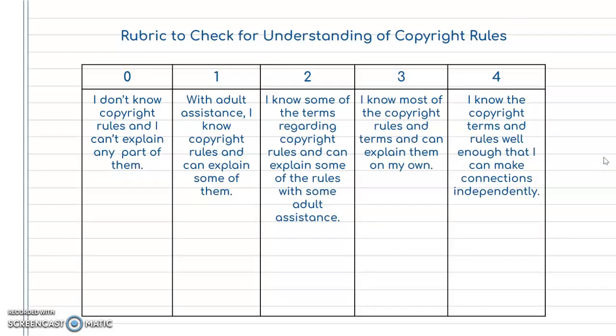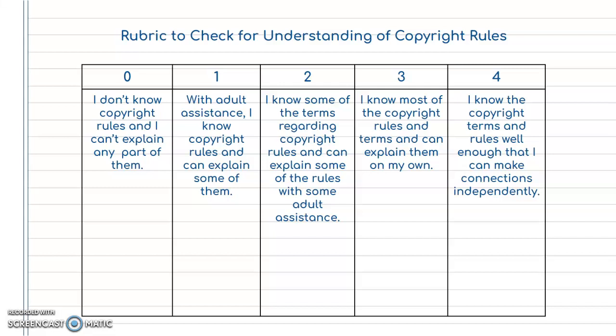Here's the rubric that Ms. Stewart and I will be using whenever you are going through your lesson with Ms. Stewart, your activity. A 0 means that you don't know copyright rules and can't explain any part of them. A 1 is, with adult assistance, you know copyright rules and can explain some of them.